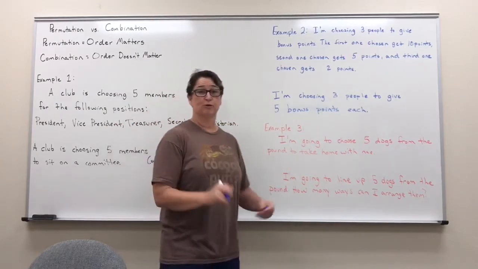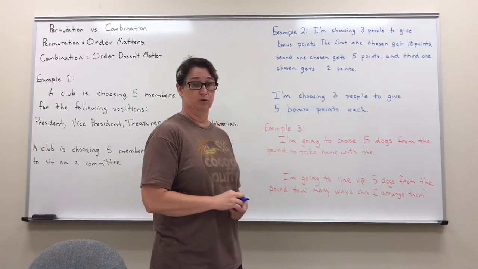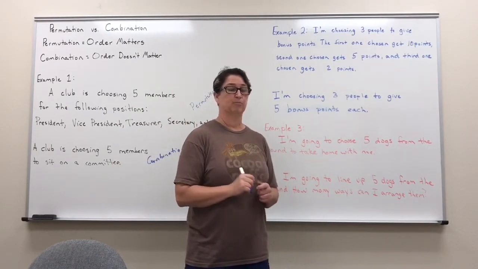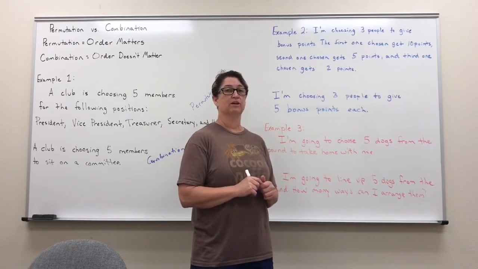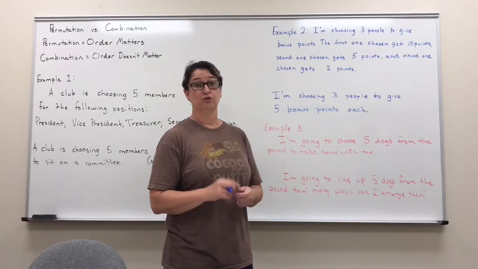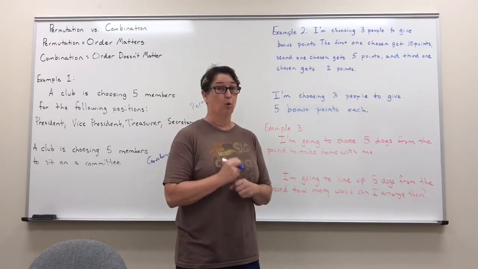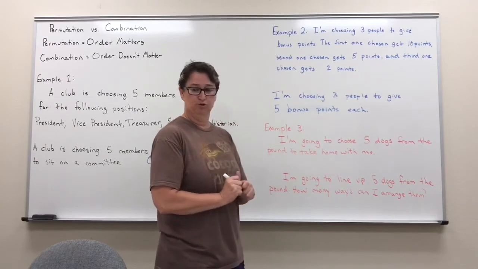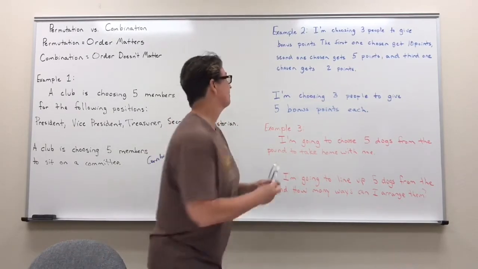I'm going to choose 3 people from my class to give bonus points to. The first person I choose gets 10 points. The second person I choose gets 5 points. And the last person I choose gets 2 points. There, you want to be chosen first. The order matters. And so, therefore, here we would use a permutation.